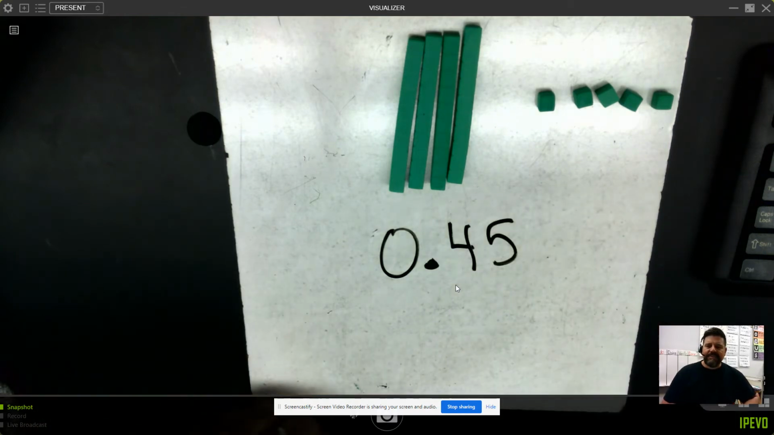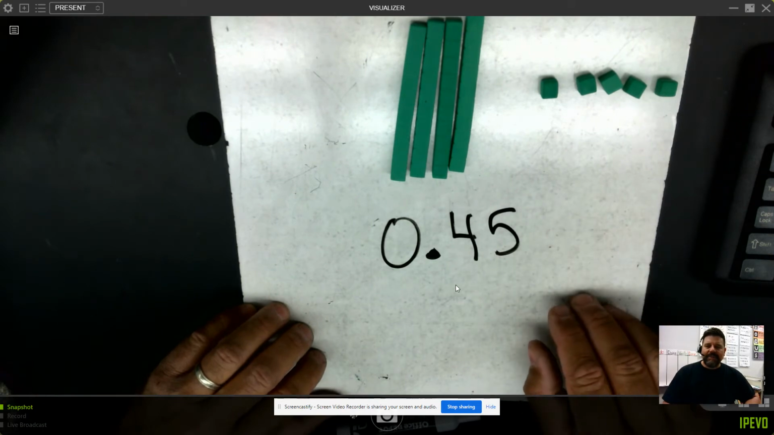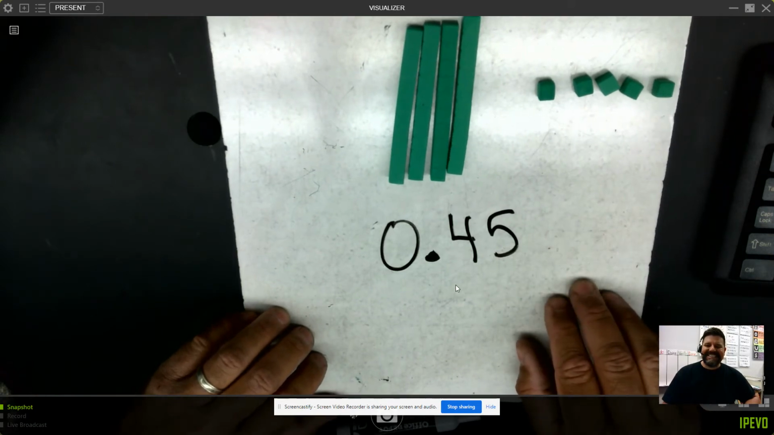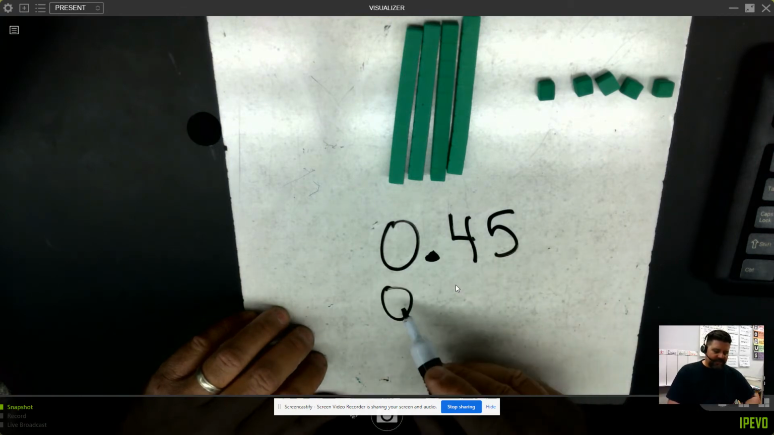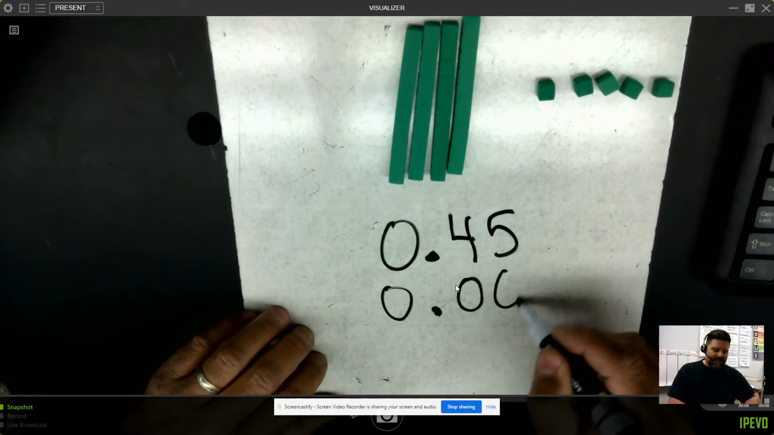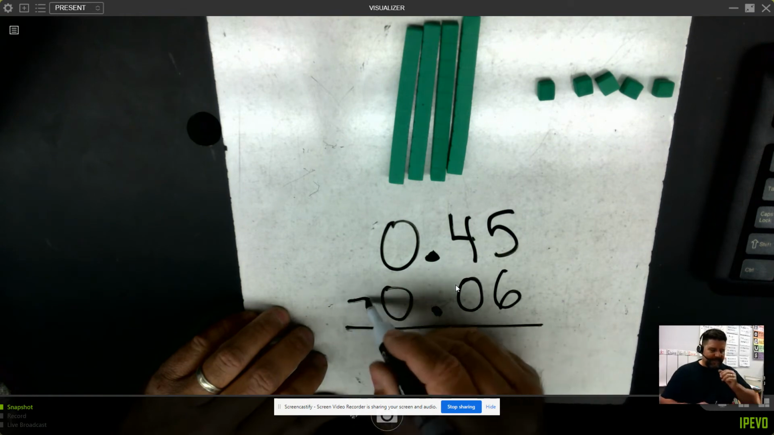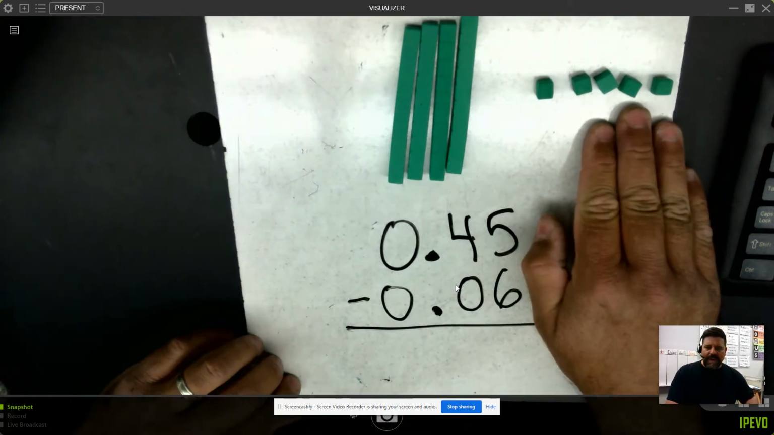When I subtract using base ten blocks, I'm literally going to take away. I would like to take away this time 6 hundredths. I could show that on the algorithm by saying taking away 0 ones, taking away 0 tenths, and I want to take away 6 hundredths. There's a problem. I only have 5 hundredths to take away.